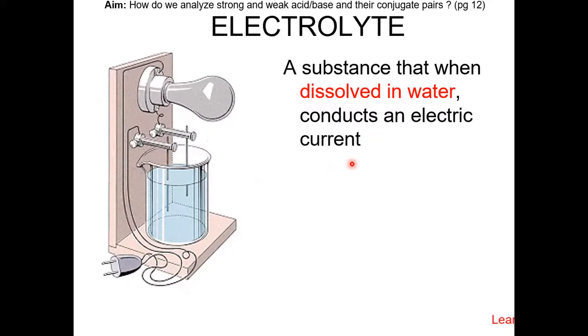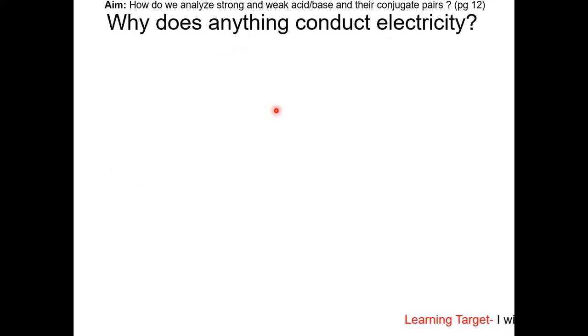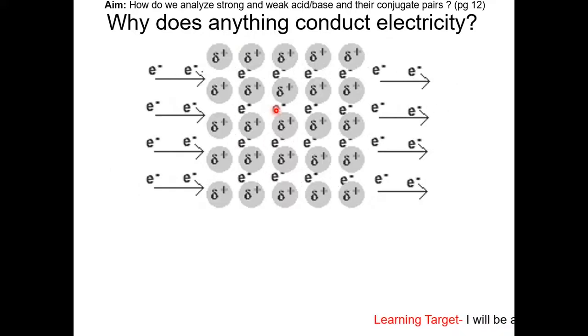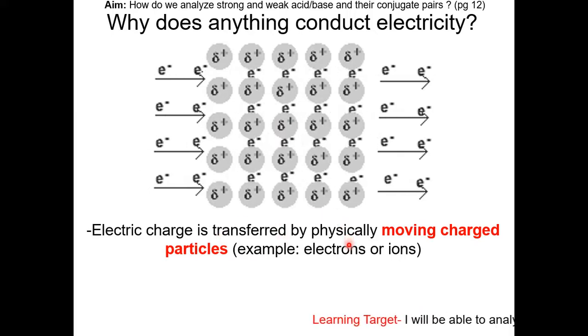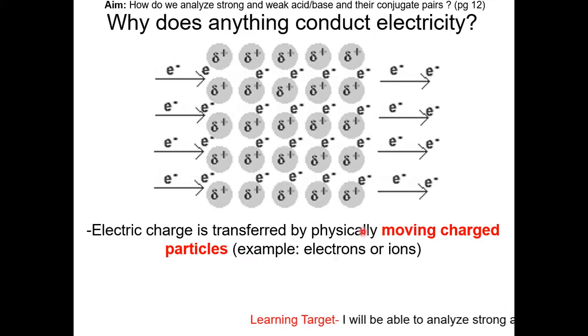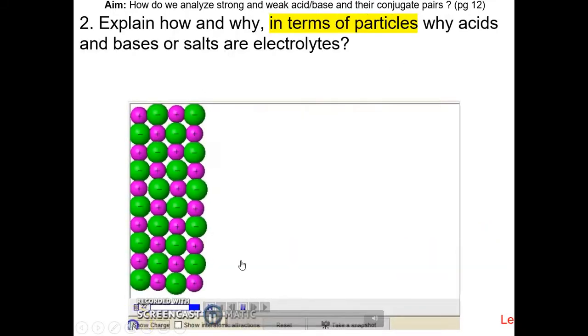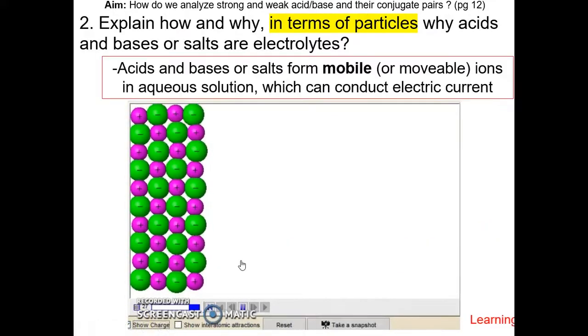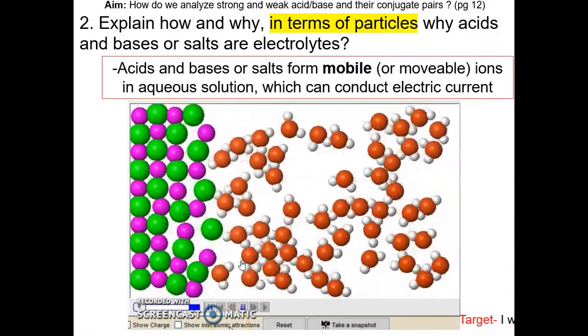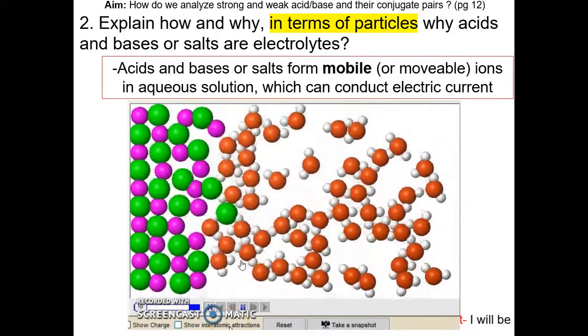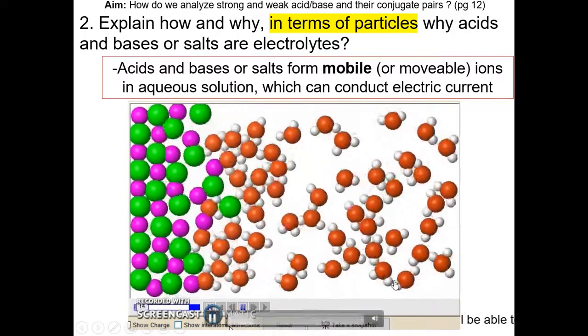An electrolyte is a substance that, when dissolved in water, conducts electrical current. If you recall from last term, in order for anything to conduct electricity, electric charge must be transferred by physically moving charged particles, either mobile electrons or mobile ions. For acids and bases, when they dissolve in water, they dissociate to form mobile ions in aqueous solutions. This allows the acids and bases to conduct electrical current, as you can see here.